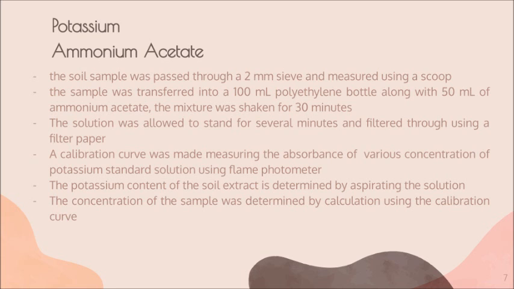And then a calibration curve was made by measuring the absorbance of various concentrations of potassium standard solution, and this was done using a flame photometer. Then the absorbance of the sample solution was also measured using the flame photometer. And then the concentration of the sample was determined by the equation that was obtained from the calibration curve.